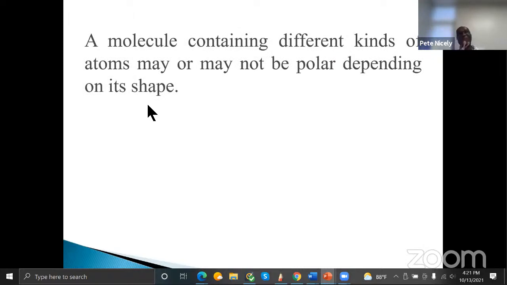Okay, so let's move on now to talking about a molecule. We talked about the dipole for a bond, but now we're going to relate that to a molecule. And what we're going to look at is a situation where a molecule may or may not be polar. All right, you can have polar bonds and nonpolar bonds. Now, as stated here, a molecule containing different kinds of atoms may or may not be polar depending on its shape. So that's a reason why it's important for us to learn about the shapes of molecules. And that will be discussed later on in this chapter.